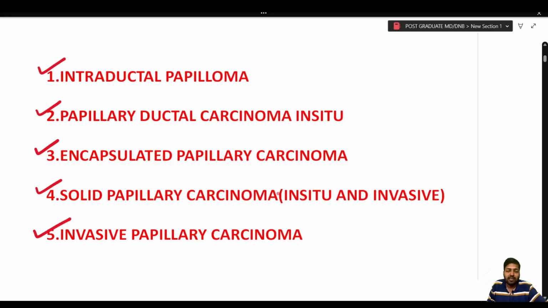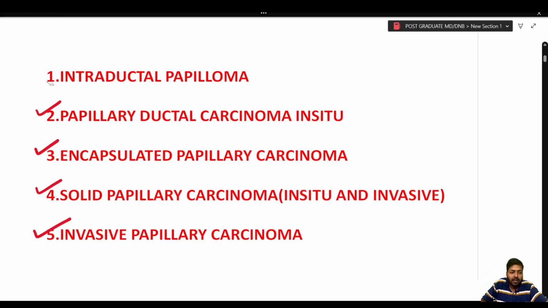So we have to understand how we can differentiate each of these entities from each other, not only histologically but also with the help of immunohistochemistry. So before I start this lecture, I am just going to give you a very brief idea of how to differentiate each one of them on the basis of immunohistochemistry.